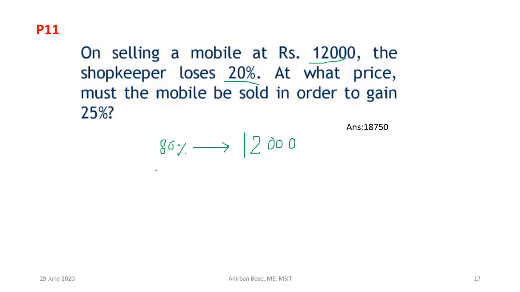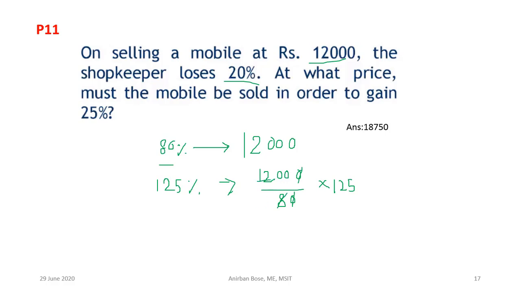Okay, because this is what is the price, because he loses 20%. So 80% corresponds to 12,000. Then what you have to find out is the selling price if the gain is 25%. So 125% will be equal to 12,000, simple unitary method, divided by 80 into 125. Okay. So if you do this calculation, you will get the answer.